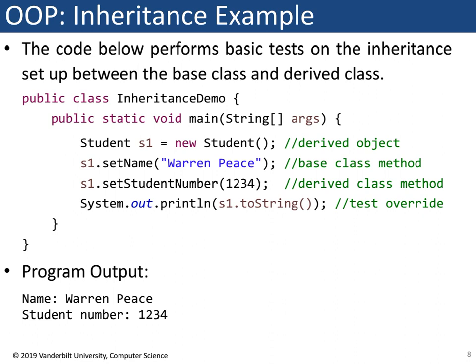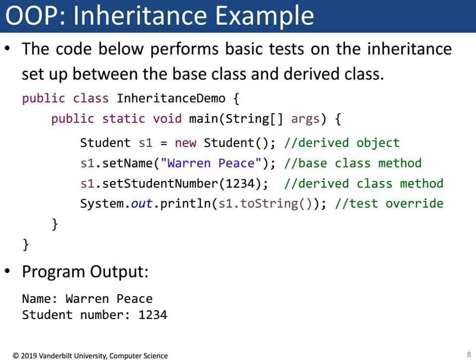And then we're going to use the setName method to set the name to War and Peace. So remember, setName is inherited from the class person. So this is a method from the base class that has been inherited to student from person. And then we're going to use the setStudentNumber method, which is a method that we declared in the student class. So this is not inherited from the person class. We set it to 1, 2, 3, 4.